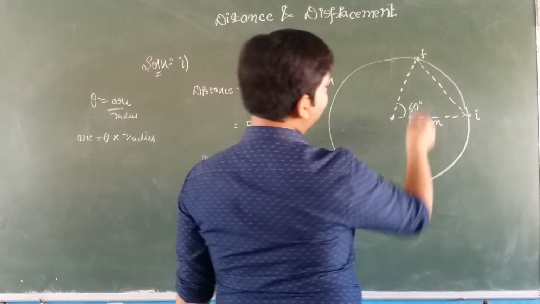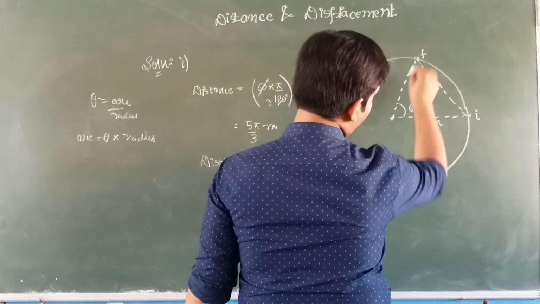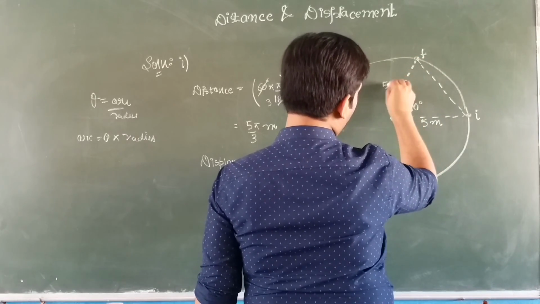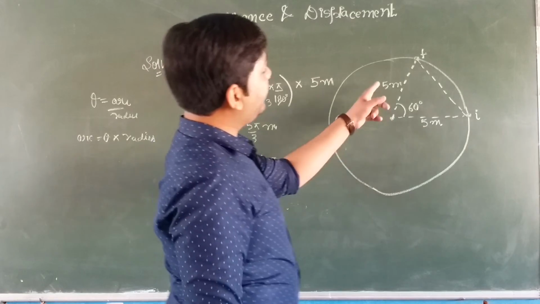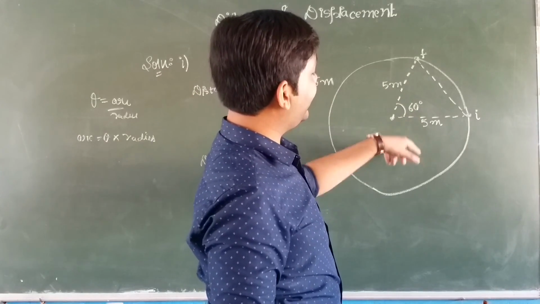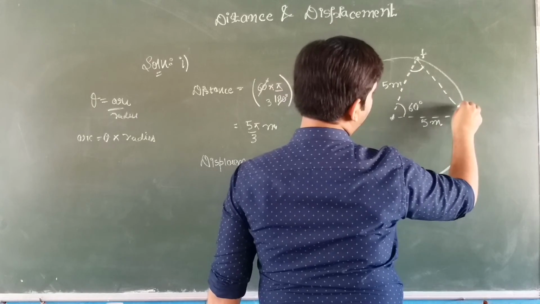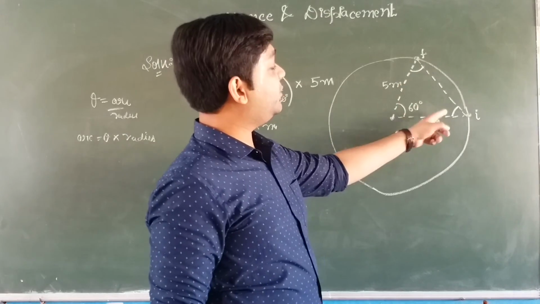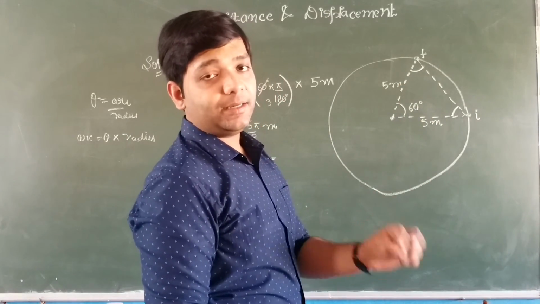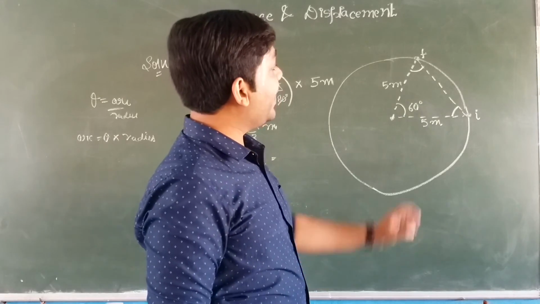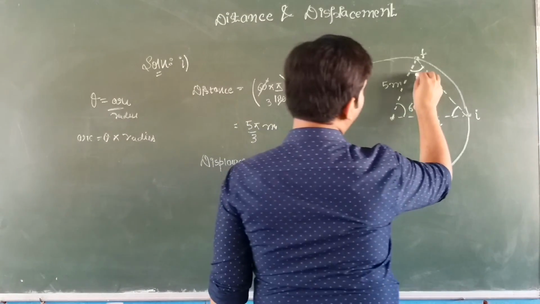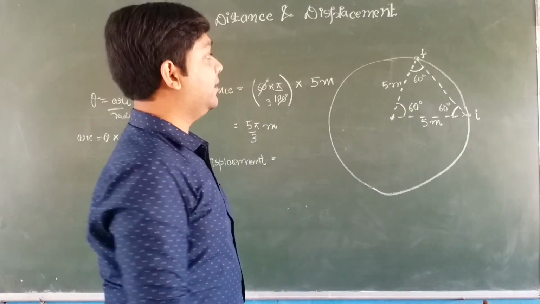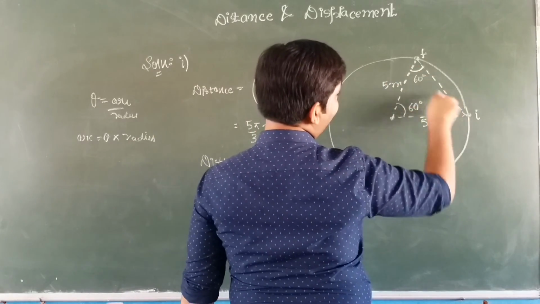So now if you see this triangle, in this triangle this length is 5 meter because this is a radius, and this is also a radius, so this is also 5 meter. Because these two sides of the triangle are equal, these two angles must also be equal. Because this is 60 degree, the sum of these two will be 180 degree minus 60 degree equal to 120 degree. Because these two angles are equal, this angle must be 60 degree and this angle must also be 60 degree.